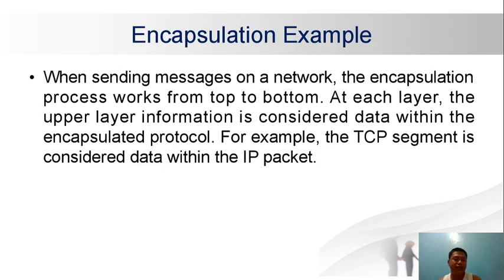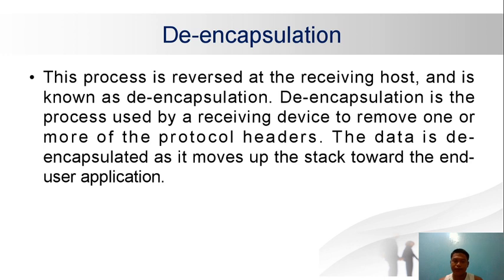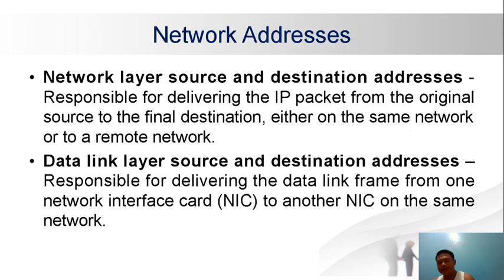Encapsulation example. When sending a message on a network, the encapsulation process works from top to bottom. At each layer, the upper layer information is considered data within the encapsulated protocol. For example, the TCP segment is considered data within the IP packet. This process is reversed at the receiving host and is known as de-encapsulation. De-encapsulation is the process used by a receiving device to remove one or more of the protocol headers. The data is de-encapsulated as it moves up the stack toward the end user application.